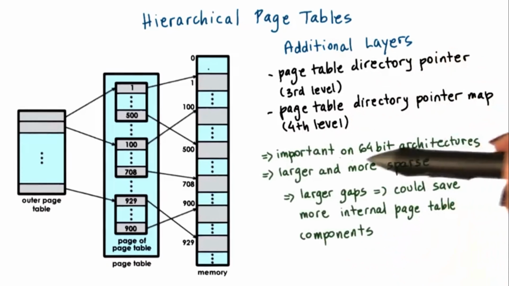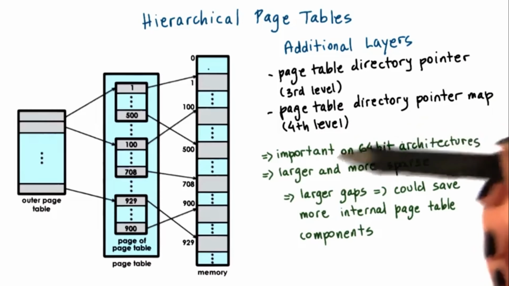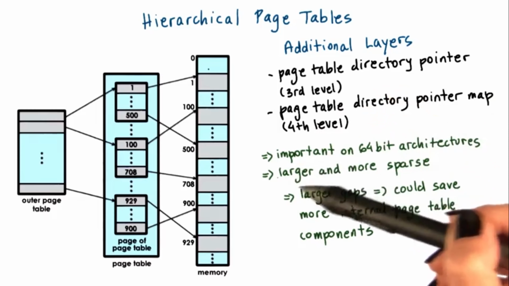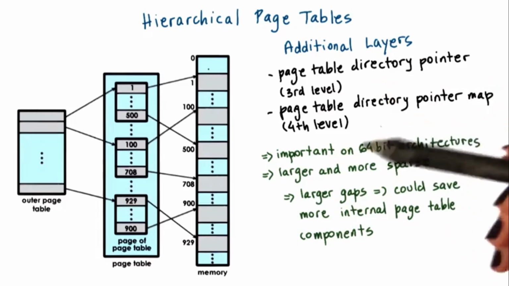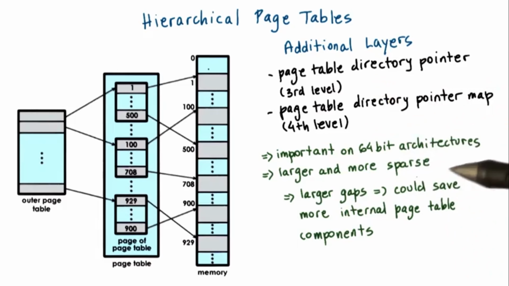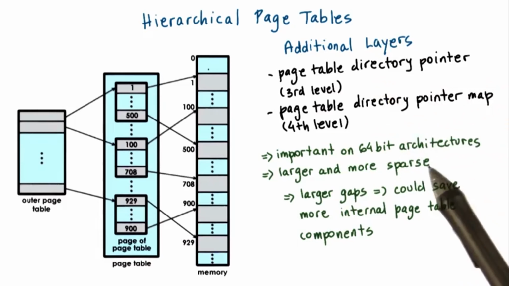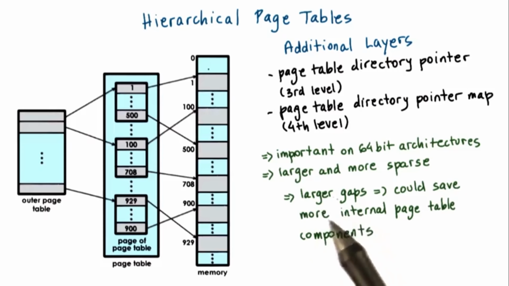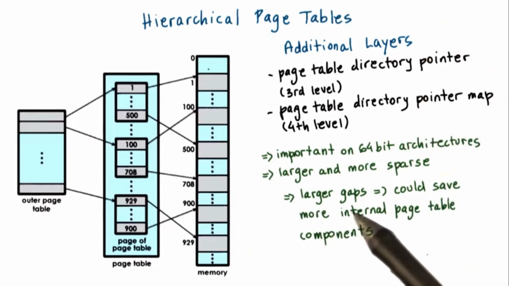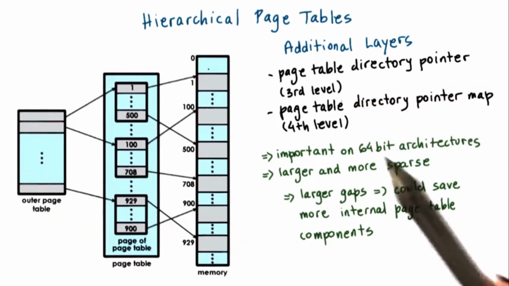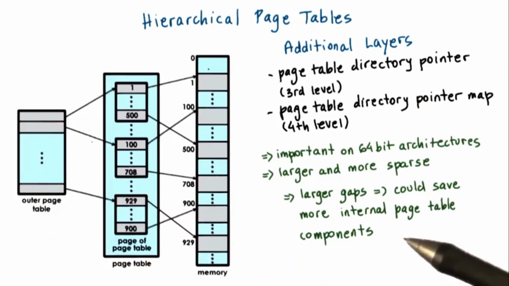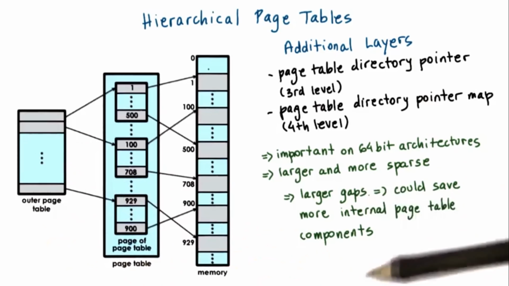This technique is particularly important on 64-bit architectures. There, not only are the page table requirements larger, it's also the fact that the virtual address spaces of processes on these 64-bit architectures tend to be more sparse. If it's more sparse, that means that it will have larger gaps in the virtual address space region. And the larger the gaps, the larger the number of internal page table components that won't be necessary as a result of that gap. In fact, with a 4-level addressing, we may end up saving entire page table directories as a result of certain gaps in the virtual address space.